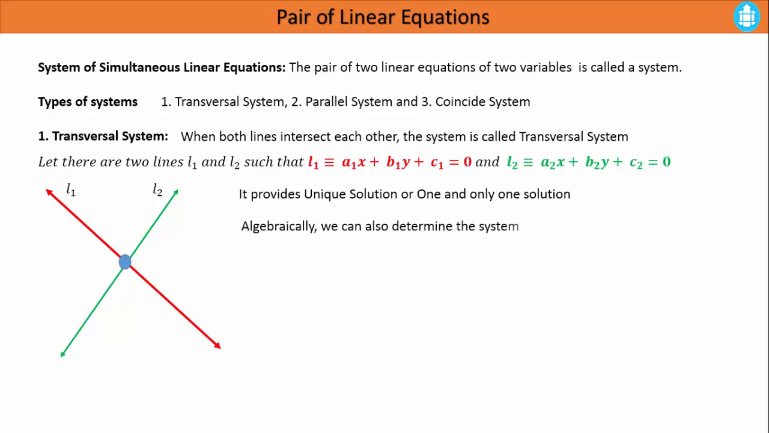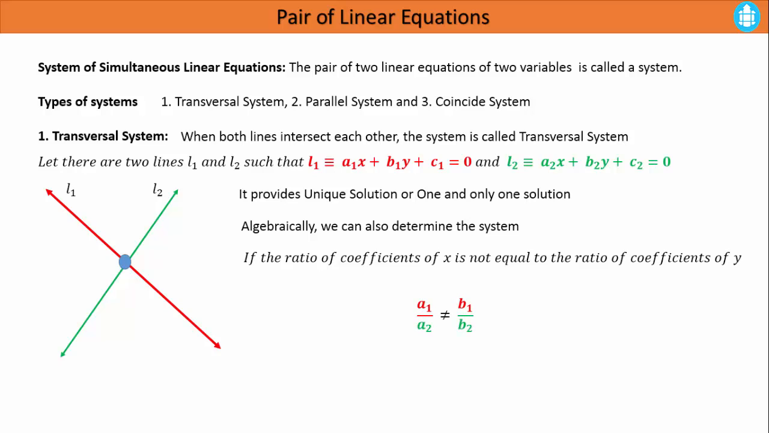Algebraically, we can also determine the system. If the ratio of coefficients of x is not equal to the ratio of coefficients of y, in this manner, a1 upon a2 is not equal to b1 upon b2, then it represents a transversal system.